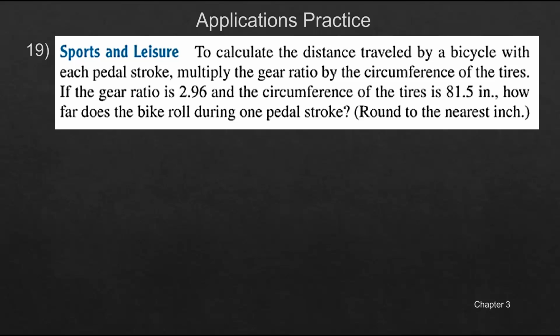And so it tells you exactly what to do. We're going to multiply these two numbers that were given. And notice it says to round to the nearest inch. So 2.96 times 81.5, and that gives us, oh, my numbers are disappearing. Okay. It's one more of those fun things that happens with my Surface sometimes. So 2.96 times 81.5. Well, I think it's more with the program that I'm using, actually.